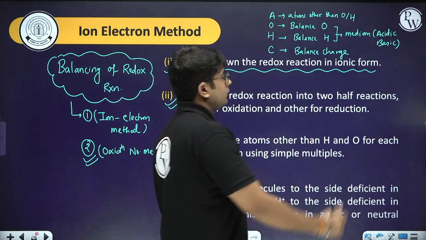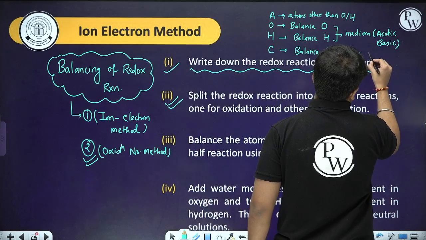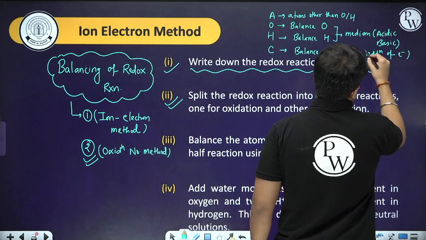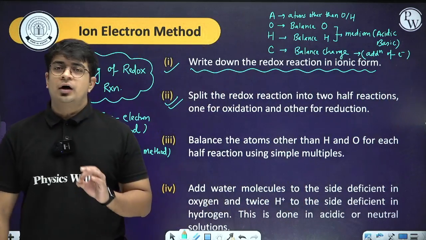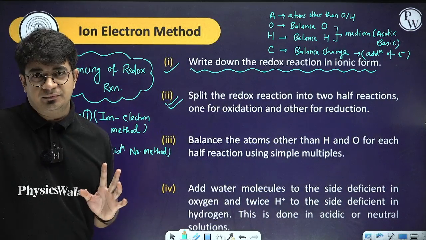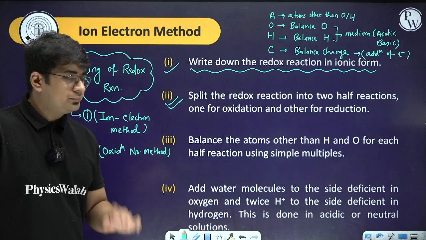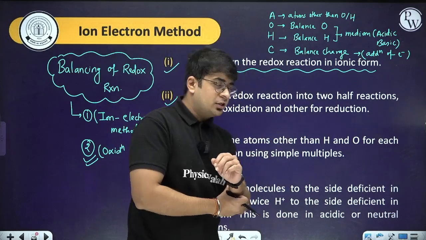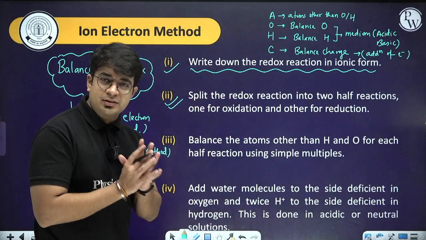Balancing of charge always occurs with addition of electrons. So these are a few things which you should know. I am just giving you a very simple trick, which is AOHC. Always remember AOHC. Now balance the atoms other than oxygen and hydrogen for each half reaction using simple multiples.